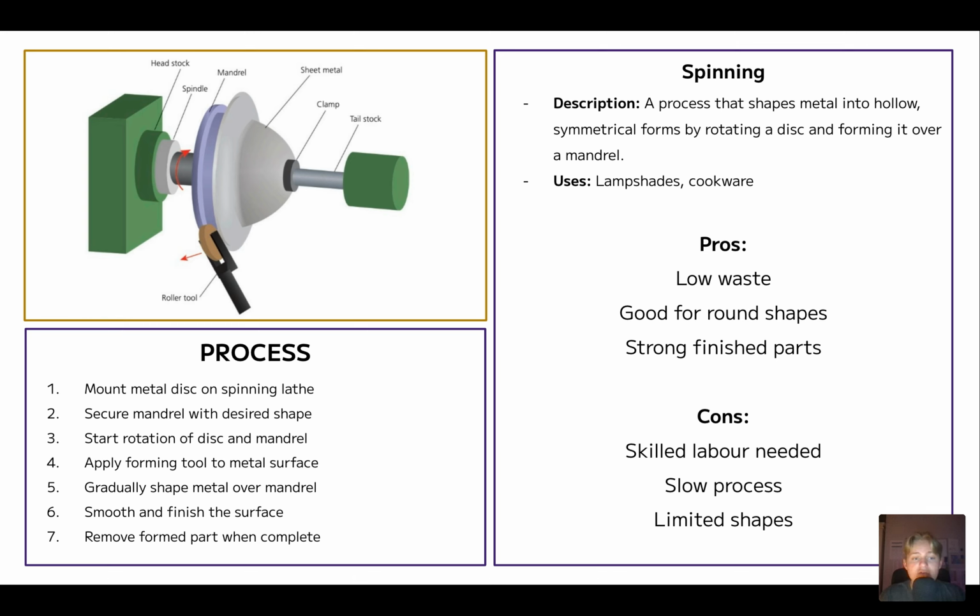And then you'd simply use a roller tool to apply the pressure to the surface and shape the material over the mandrel. You'd then smooth using the roller tool to make sure it's all consistent and remove the formed part once complete.